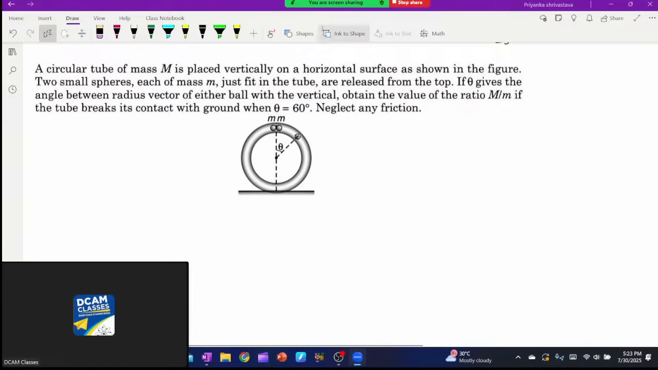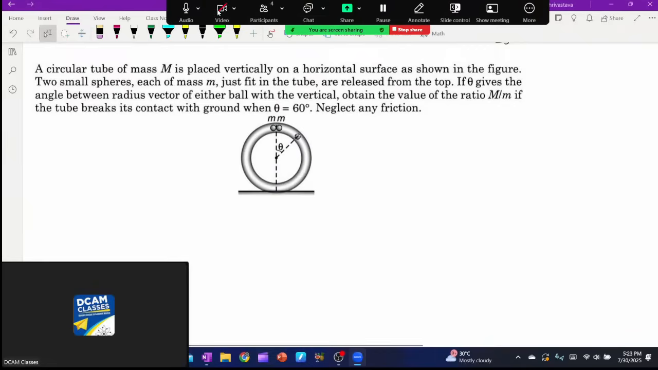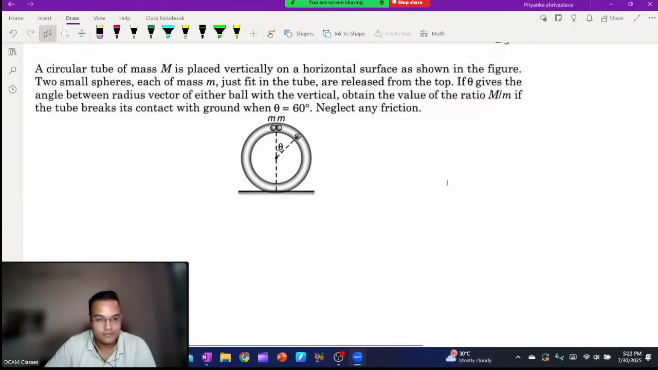Now tell me, what did you do? Sir, firstly I took the angle as 60, then I found out the velocity of the masses when the angle is 60. Then we know that when the ring will break contact, the centripetal force is equal to the mg of the ring. Something like that, I think.